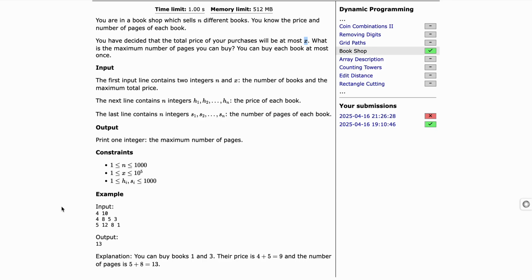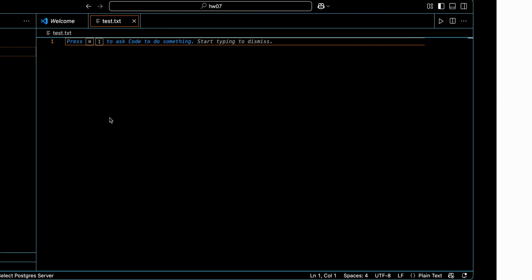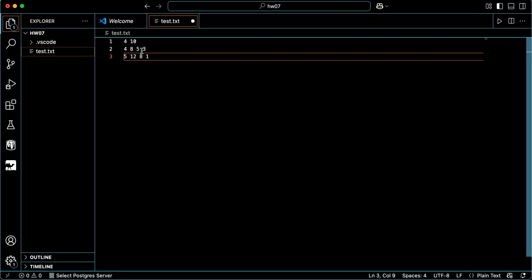What we're given is n, the number of books, and x, the maximum number that we can spend. Then we're given the prices of each of the books and the pages of each of the books. So each index corresponds to the price and page. For book 0, the cost is $4 and you can get 5 pages. So let's look at this input example and run through that.